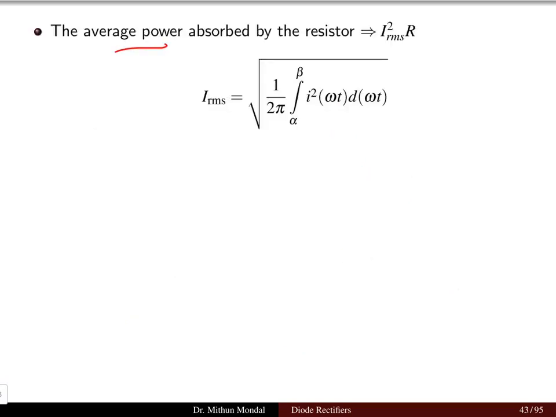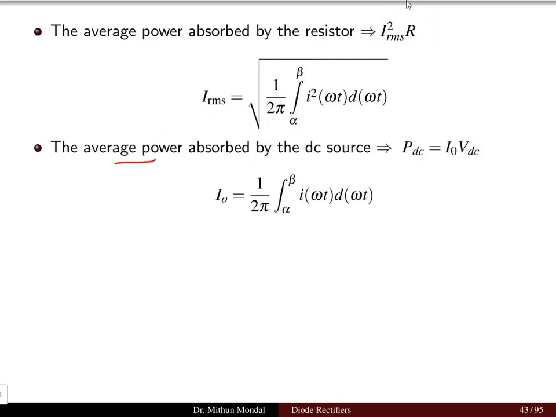The average power which is absorbed by the resistor we can obtain as I RMS squared into R, which is the fundamental equation. I RMS we can obtain as the square root of one over the time period times the integration of the square of the current from alpha to beta, which is the net conduction period. If we want to calculate the average power for the DC source, it will be equal to the net average current multiplied with the battery voltage Vdc.